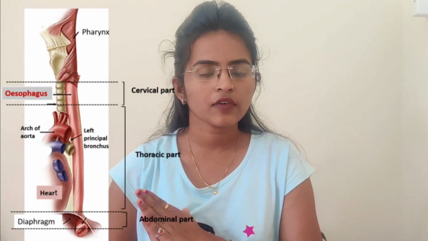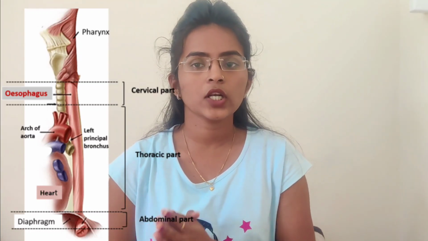Then the esophagus. This is the structure of the esophagus, commonly known as the food pipe, and it is a muscular tube connecting the pharynx with the stomach. Its length is 25 cm and the diameter is 2 cm.